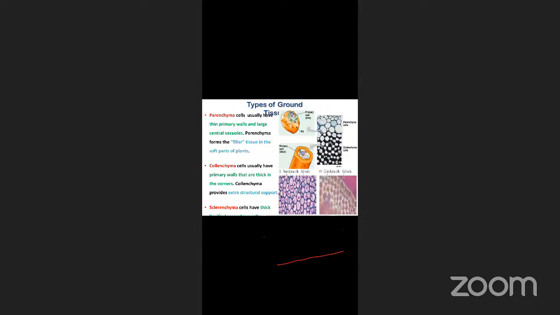Next, water storage parenchyma means different types of xerophytic plants show this type of tissue. Aloe vera, cactus, and all xerophytic plants have water inside. That type of tissue is called water storage parenchyma.